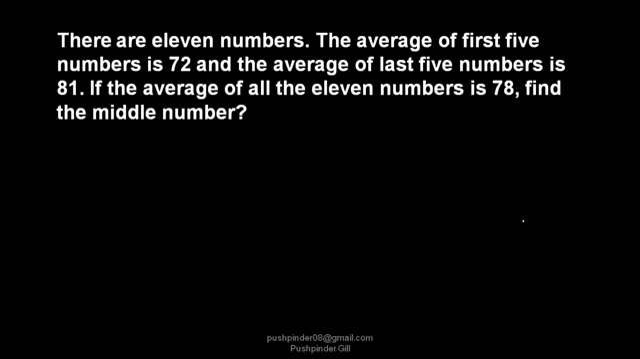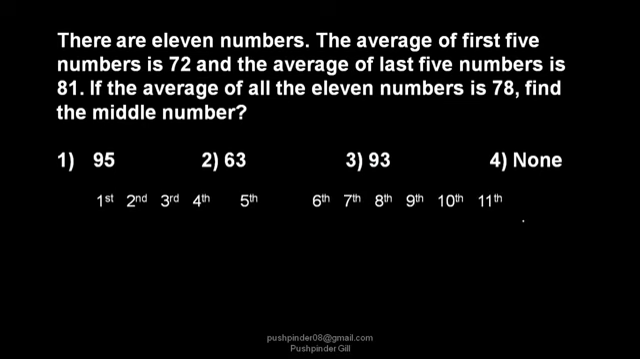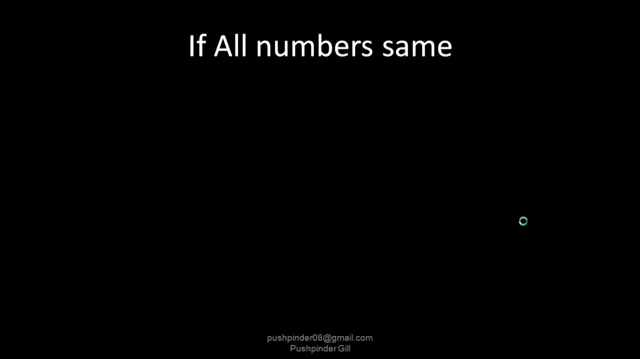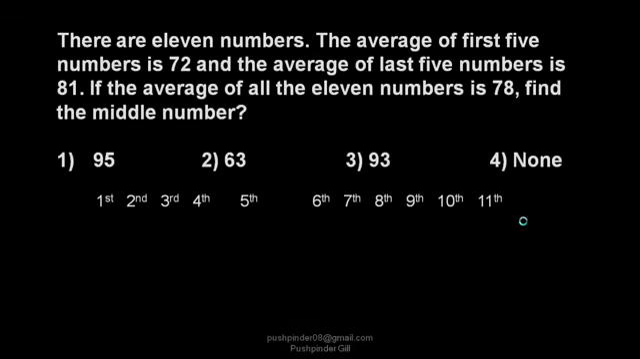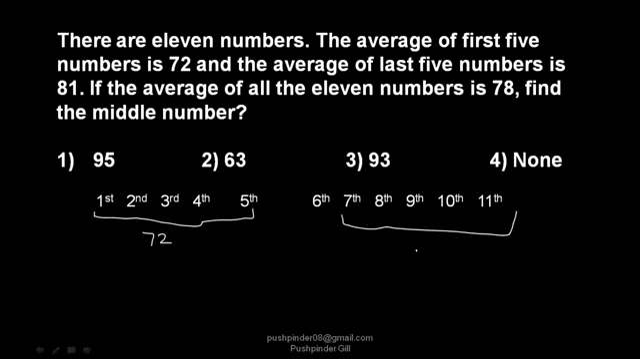So I'm going to list down the 11 numbers right here. As you know, the average of the first 5 is given to you and the average of the last 5 is given to you. So the average of the first 5 numbers is 72. These are the first 5 numbers, 1, 2, 3, 4, 5, and their average is 72. And the average of the last 5 numbers is 81. So what are the last 5 numbers? These are the last 5 numbers and their average is 81.